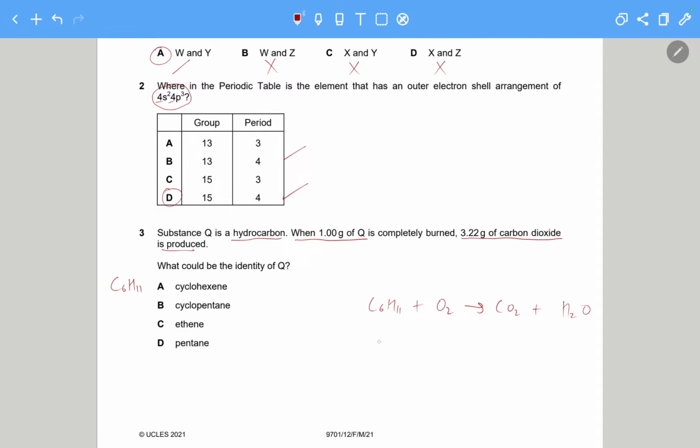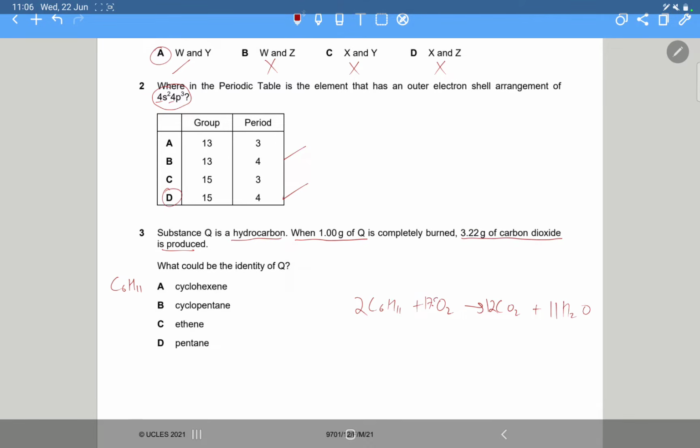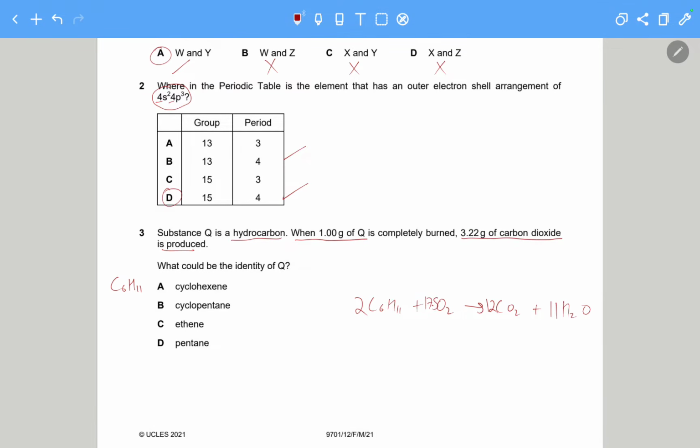So we know that there are 6 carbon atoms here, so there should be 6 carbon atoms on both sides. But to balance it, I'll put a 2 here and I'll put a 12 there, just for balancing. I'll put an 11 here because there have to be 22 hydrogens on each side. And then this will give us 17.5 moles of O2 in the balanced equation.